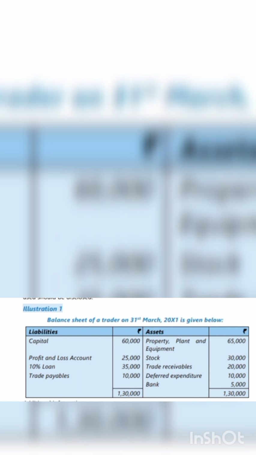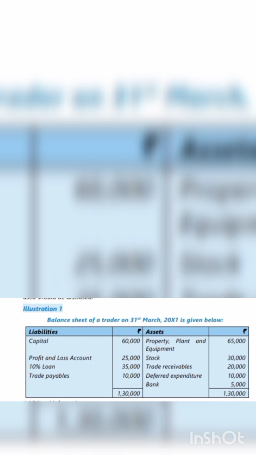The balance sheet shows liabilities. In the liabilities column, it has been given that capital is 60,000, profit and loss account 25,000, 10% loan 35,000, trade payables 10,000. So total liabilities is 1,30,000.